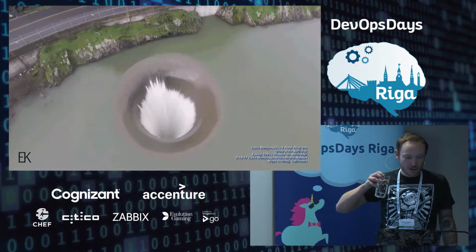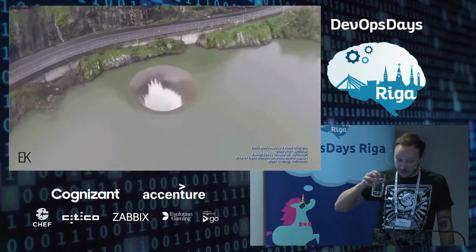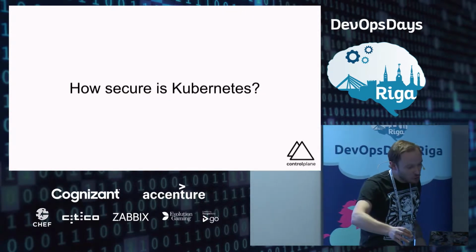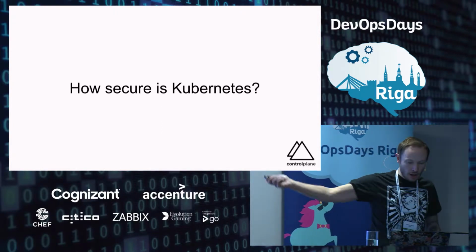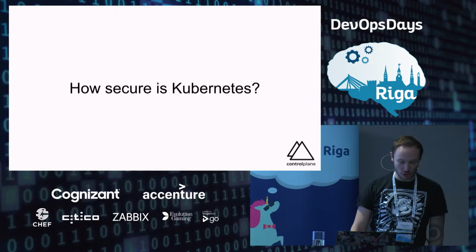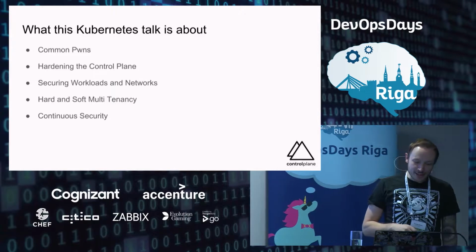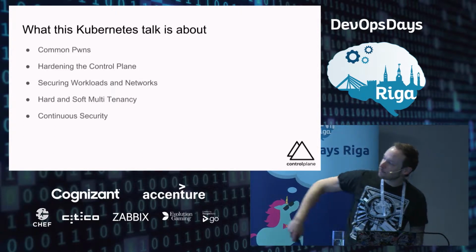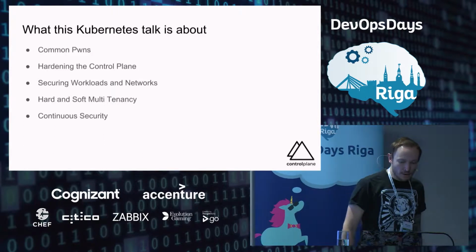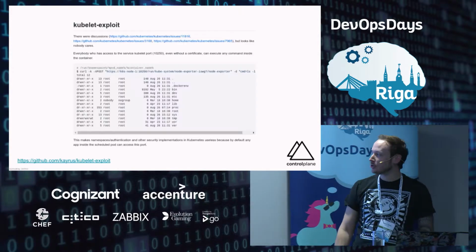So this talk is relatively deep. If you don't know Kubernetes security well, you will after this. Is it safe to run multi-tenanted workloads in a public cloud? And how can we make sure that what is safe today remains safe tomorrow? So this talk is about common pwns of Kubernetes, how to harden the control plane. We'll look at what workloads and networks are and how they interact, some detail on hard and soft multi-tenancy, and finally a recap on continuous security.